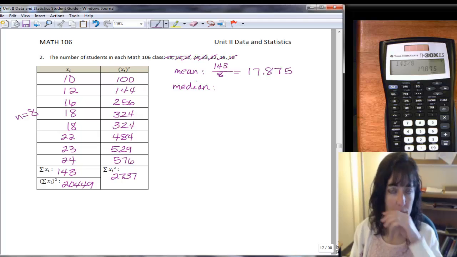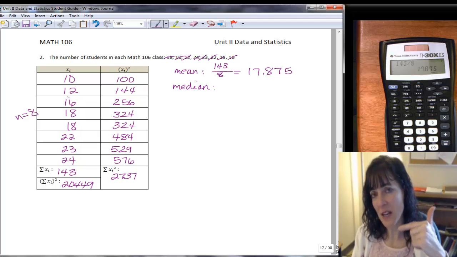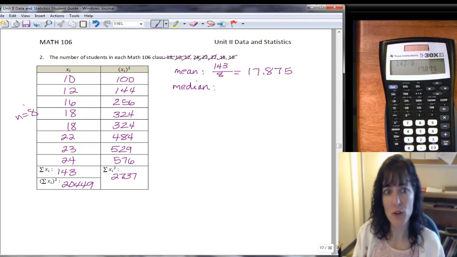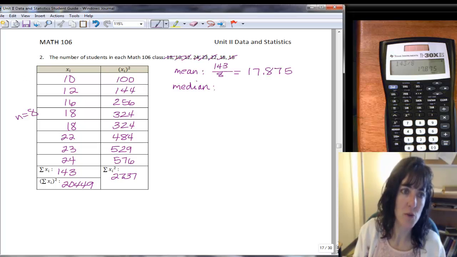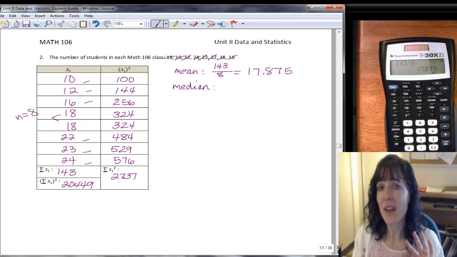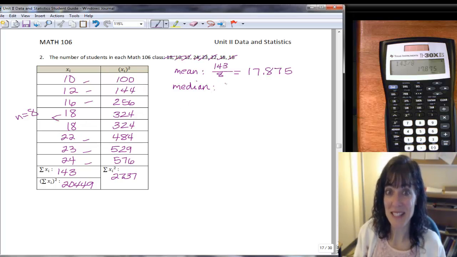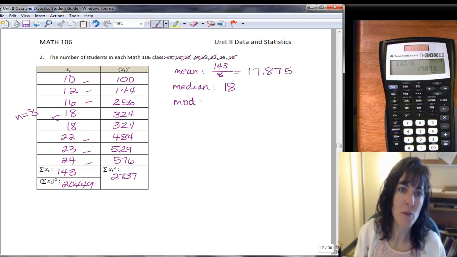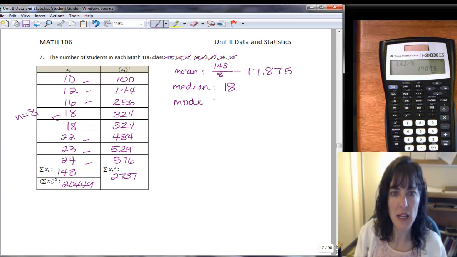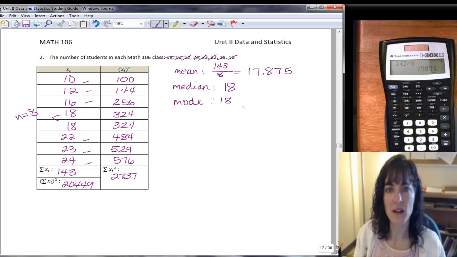My median is going to be halfway, and since I have 8, it's an even number, so I know I'm going to have to take the average of the two middle ones. So 1, 2, 3, 4. It's going to be the average of these two. So I can mark off 1, 2, 3 on each end. That leaves just those two in the middle. The average of 18 and 18 is easy. It's just 18. And then mode, I'm looking for a number that happens the most often, and that again is 18.